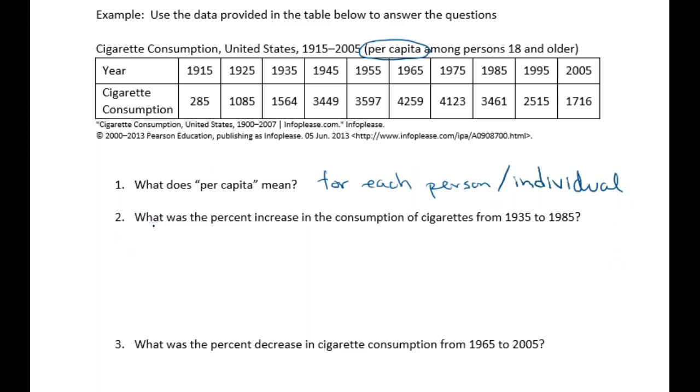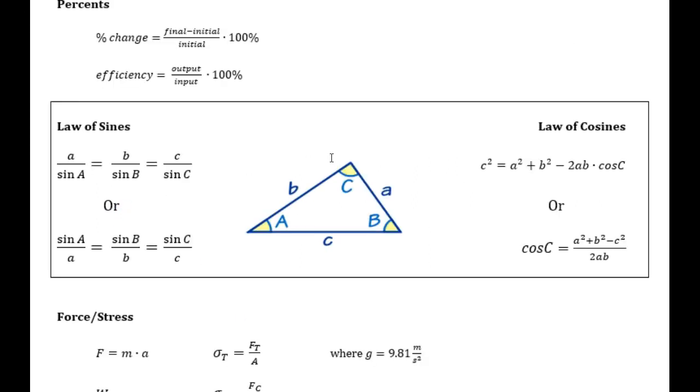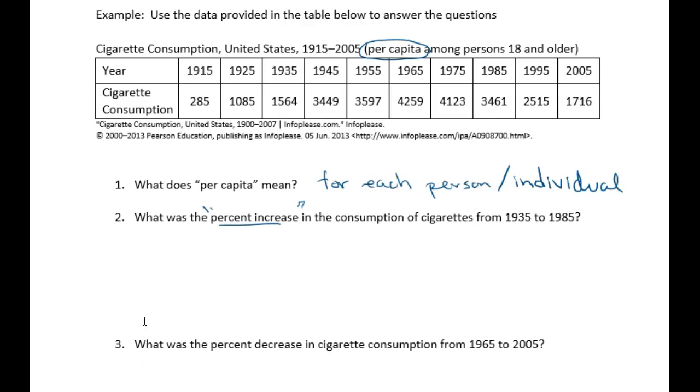The next question asks what was the percent increase in the consumption of cigarettes from 1935 to 1985. In general, whenever you're looking at data in a table format, you should be able to pull information off and maybe use that information in further formulas. The percent change formula is given in our resource sheet. Percent change, which includes increase or decrease, is your final minus your initial, divided by your initial, and multiplied by 100. So we're going to be substituting into this formula to find percent change.